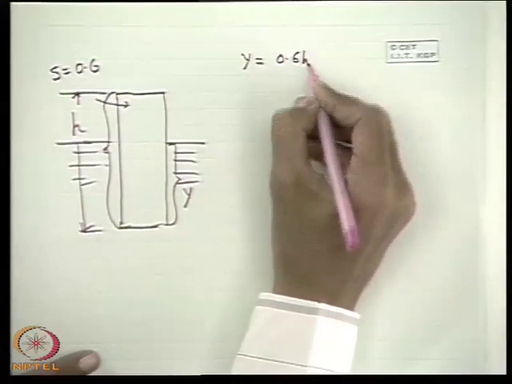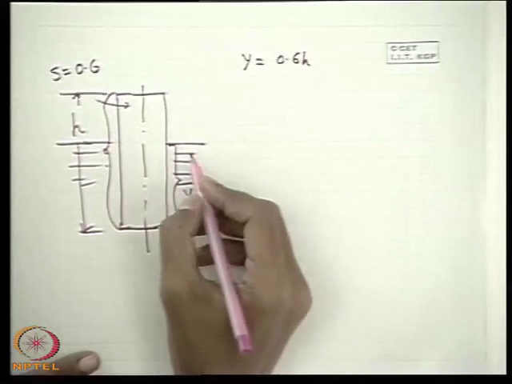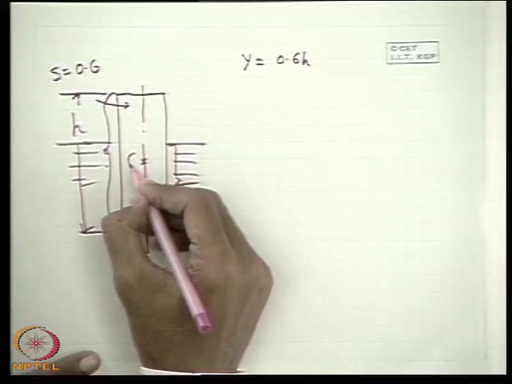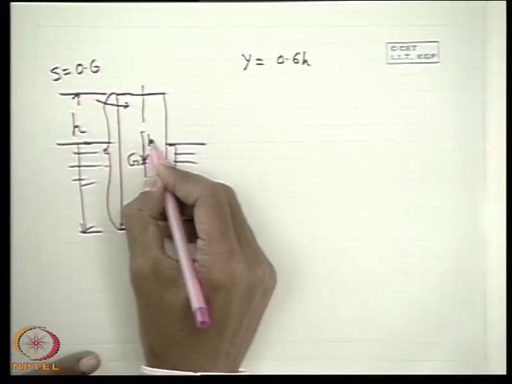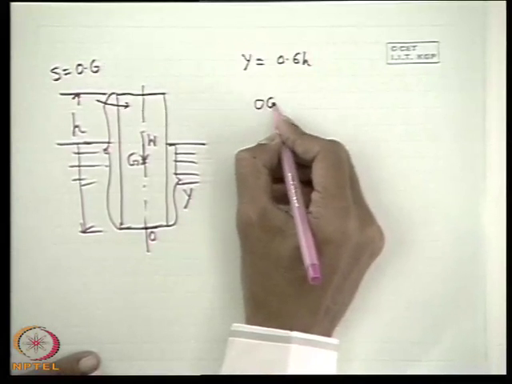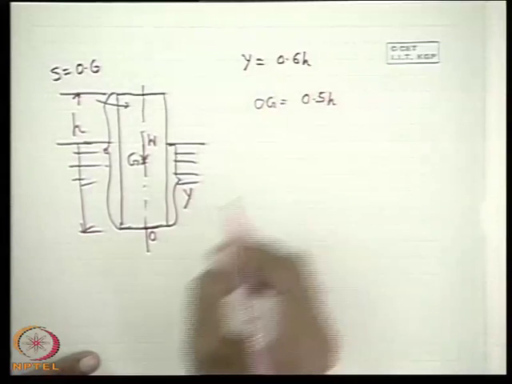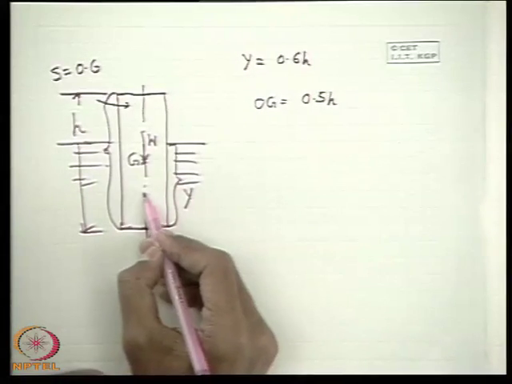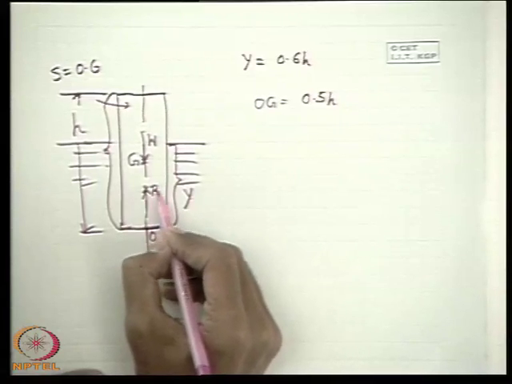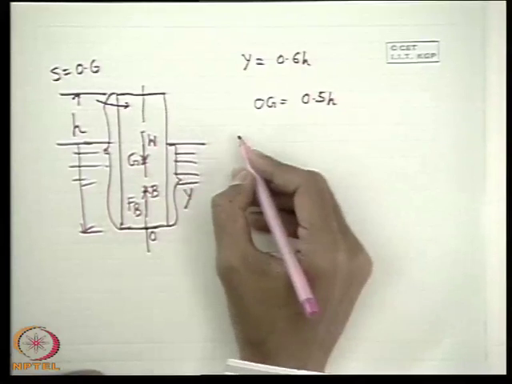It is 0.6 h. How? Because weight is balanced by the buoyant force. Weight acts at h by 2, that means this is the center of gravity through which W acts. Let this point be O, the base point. OG is equal to 0.5 h. Now, the center of buoyancy acts at y by 2. This is B, with force FB. From the equilibrium consideration, W is equal to FB.